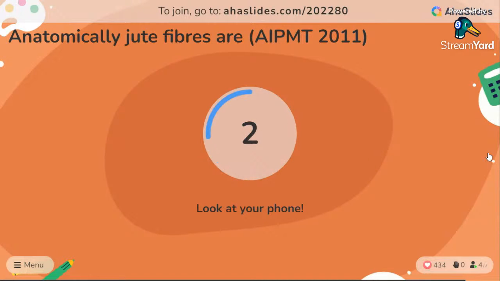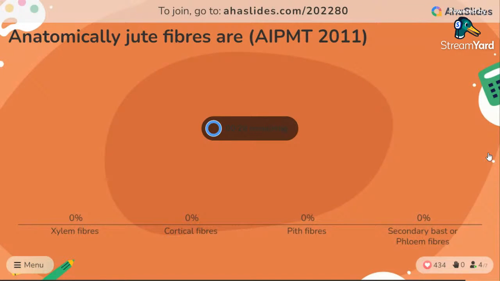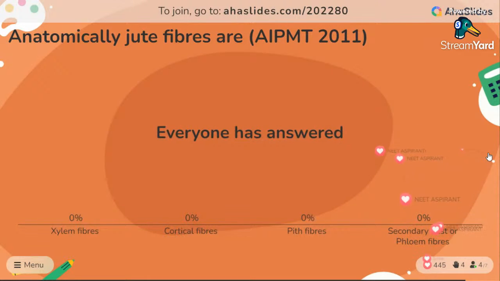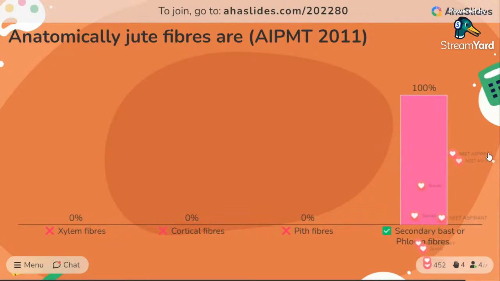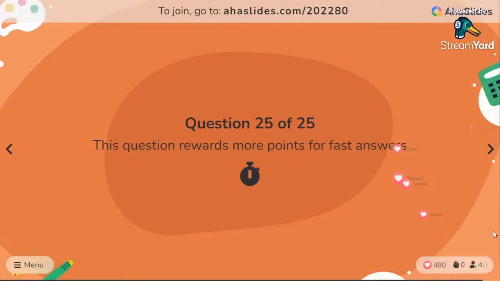Anatomically, jute fibers are AIPMT 2011. Xylem fibers, cortical fibers, pith fibers, secondary bast or phloem fibers. What is actually jute fiber anatomically equal to? Yes, let's have the correct answer as the secondary bast or phloem fibers. Let's have the next question on the screen, last and final question, after which you will have the leaderboard for this much awaited quiz.